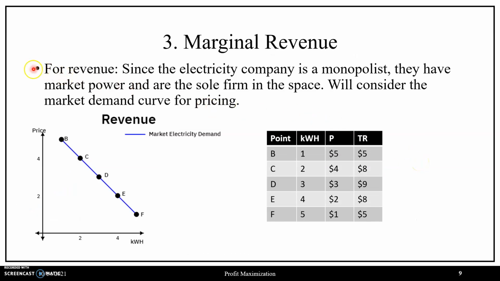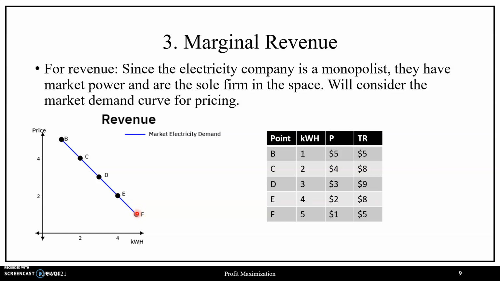So then with our cost structure considered, let us now turn to our revenue structure, which is going to differ from what we saw in the competitive sense. Since the electricity company is a monopolist, they have market power and they are the sole firm in the space. Being the sole firm in the space, they can look to the market demand curve in terms of their pricing strategy. As a result, they will consider the market demand curve, which we have precisely that below, where price is on the vertical axis, electricity in terms of kilowatt hours is on the horizontal axis. We have our downward sloping market demand curve due to the inverse relationship between price and quantity demanded.